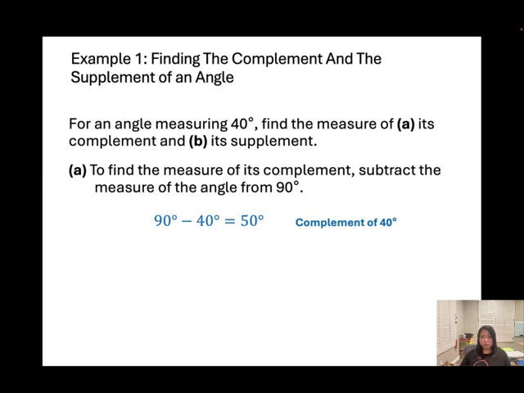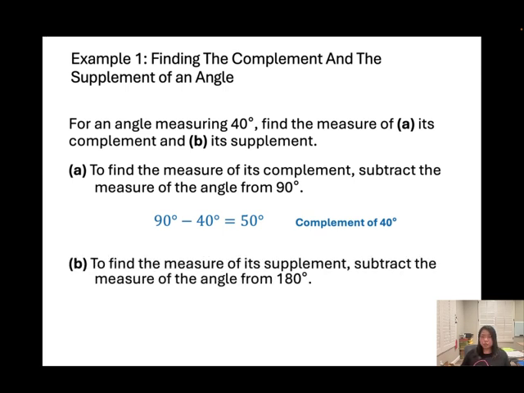Okay, now I want you guys to try to do part B. Find the supplement of 40 degrees. In order to find the supplement, we're gonna subtract the measure of the angle from 180 degrees. So 180 minus 40, you should get 140.